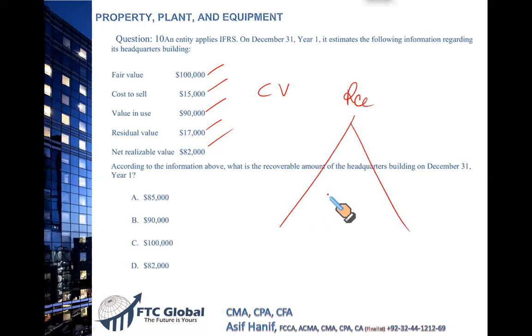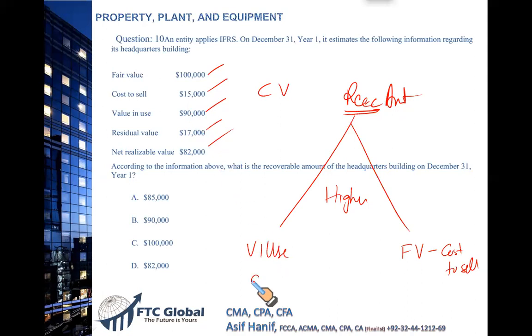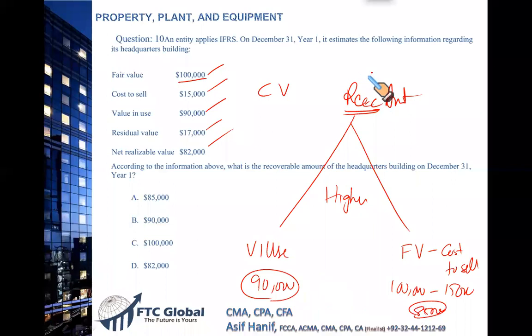Now, what is recoverable amount? It is the higher of value in use and fair value minus cost to sell. Just take these and compare which of these is higher. That will be called the recoverable amount. Value in use is given straightforwardly: it's 90,000. Fair value is given as $100,000, and the cost to sell is 15,000. 100,000 less 15,000 is going to be 85,000. Now 85,000 versus 90,000, the bigger is 90,000.